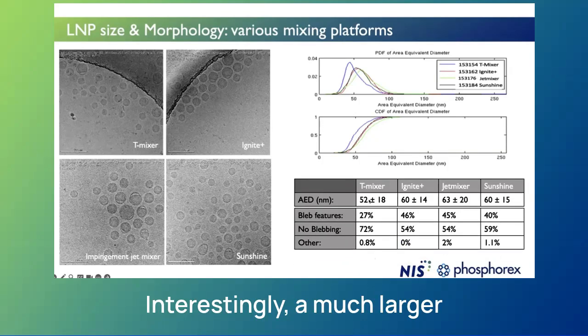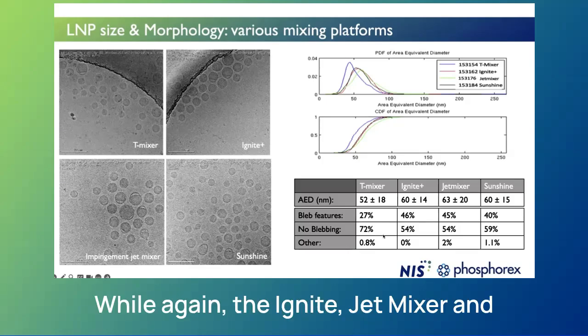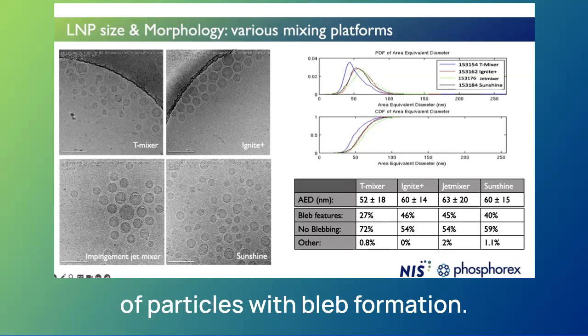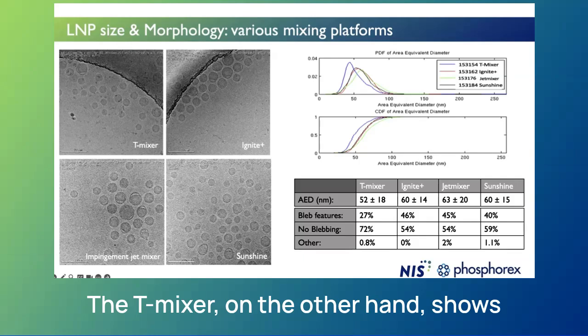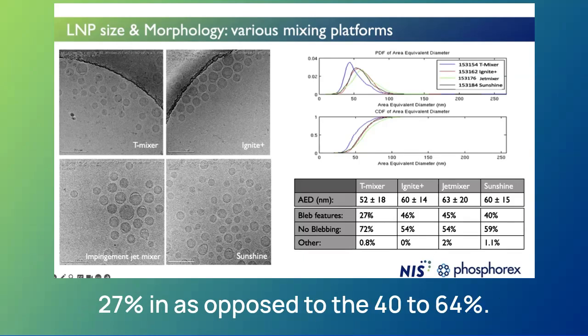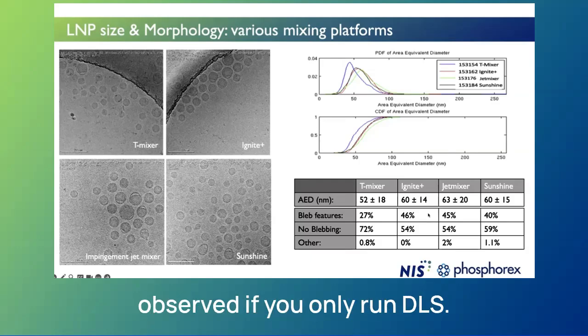Interestingly, a much larger difference is observed when we look at particle morphology. While, again, the Ignite, Jet Mixer, and Sunshine show very similar proportions of particles with bleb formation, the T-mixer, on the other hand, shows much fewer of these particles, namely 27% as opposed to 40 to 64%. And this is a huge difference that would never have been observed if you only ran DLS.